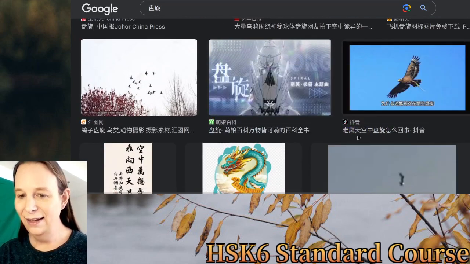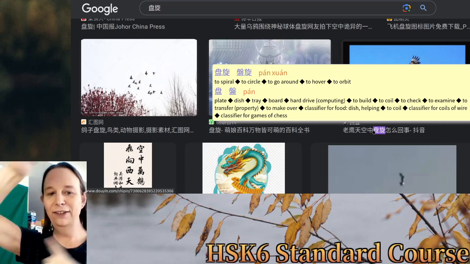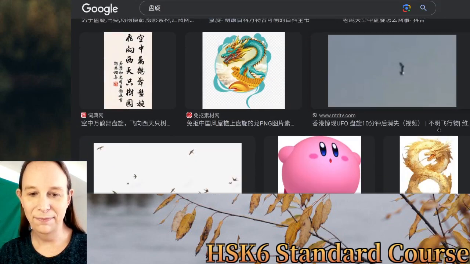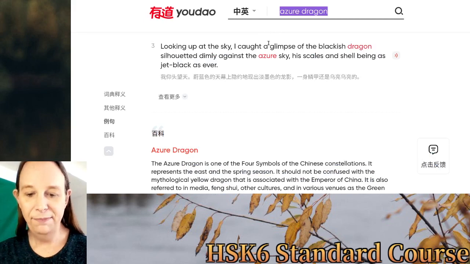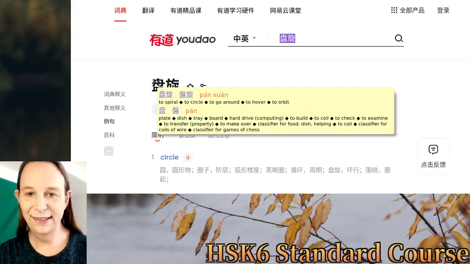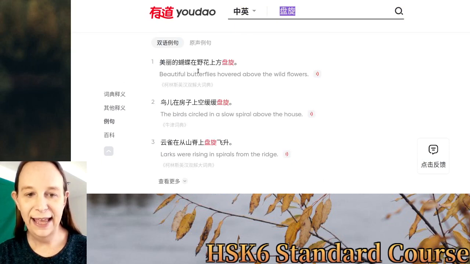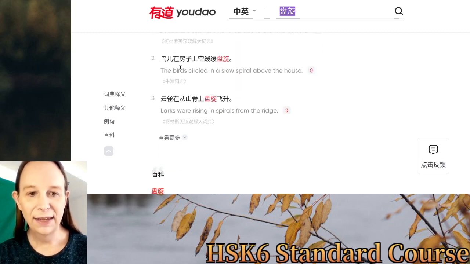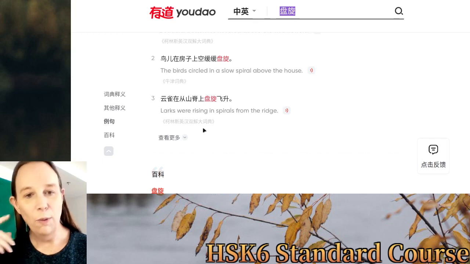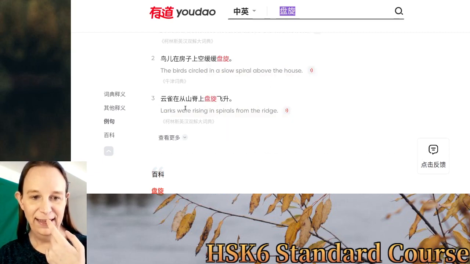老鹰天空中盘旋，怎么回事？盘旋。So they're circling perhaps above a mouse in a field, and the mouse is trying to escape, but the eagle is going to eat them. No thanks, I had mouse for dinner. 盘旋. Okay, 盘旋. It's usually birds, right? Oh, butterflies. 美丽的蝴蝶在野花上方盘旋, hovering above, usually in a circle. 鸟在房子上空缓缓盘旋, unhurriedly hovered. Yeah, etc.